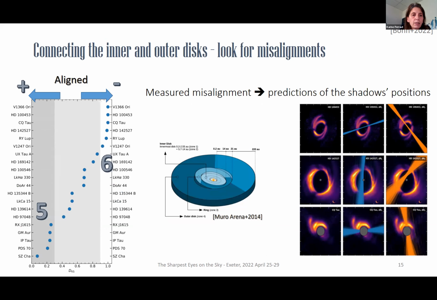And from this misalignment measurement, using the method from Muro Arena et al., we can predict the position of the shadows in the outer disk. And this is what is plotted here on the right in blue and orange, the position of the shadow that is predicted and that can be compared with the SPHERE images, and the agreement is remarkable here.